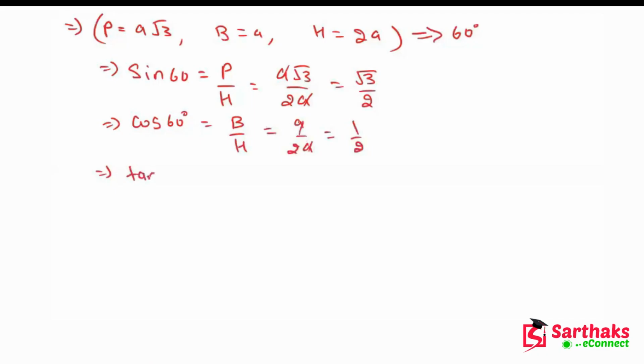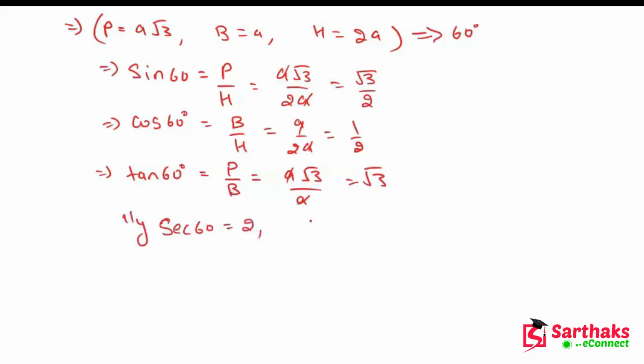Similarly we can find tan 60 degree. Okay, so this is perpendicular upon base, means what is perpendicular? A root 3, and this is base, we have A, so this is root 3. And similarly we can find sec 60, which is inverse of cos, so it is 2, and cosec 60, which is inverse of sine 60, so this will be 2 upon root 3, and cot 60 which is inverse of tan 60, and this is 1 upon root 3.